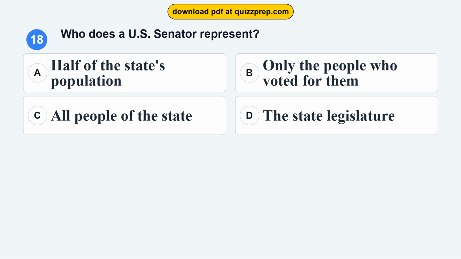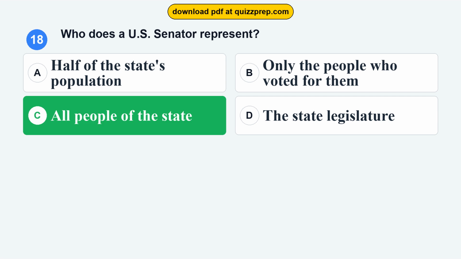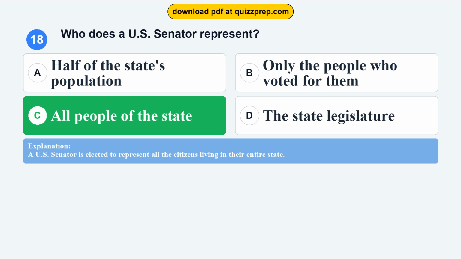Question 18. Who does a U.S. Senator represent? Option A. Half of the state's population. Option B. Only the people who voted for them. Option C. All people of the state. Option D. The state legislature. The correct answer is option C. All people of the state. A U.S. Senator is elected to represent all the citizens living in their entire state.